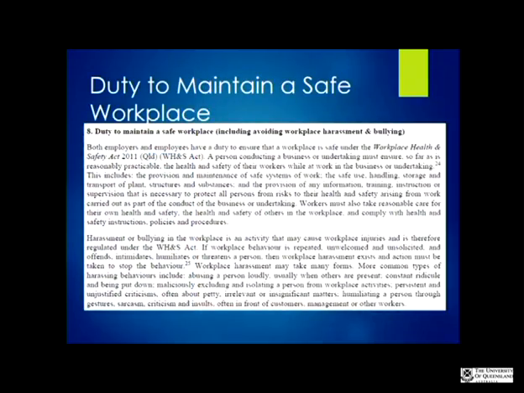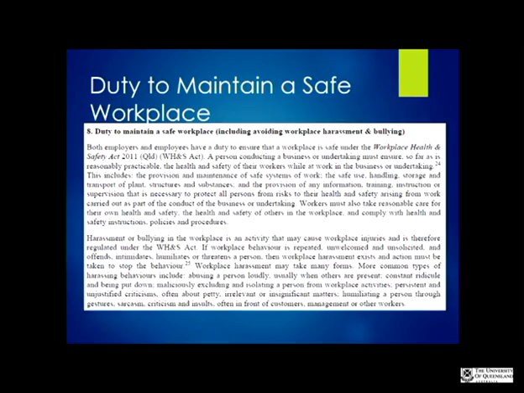There's a duty to maintain a safe workplace, and that includes avoiding workplace harassment and bullying. This is all under the Workplace Health and Safety Act. So a person conducting a business or an undertaking must ensure, as far as is reasonably practicable, the health and safety of their workers while at work in the business or the undertaking.